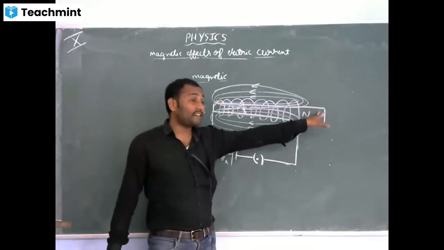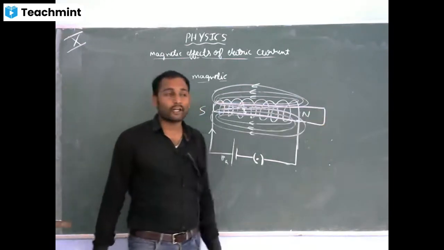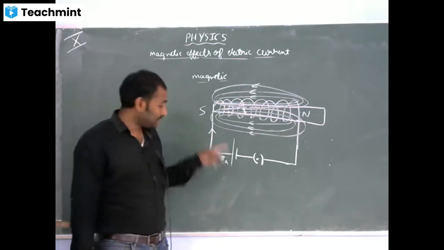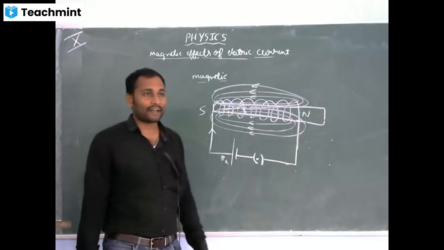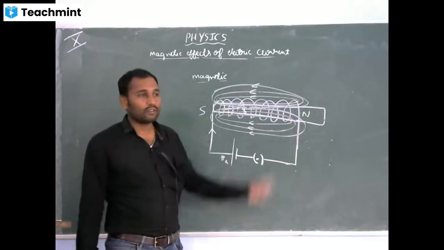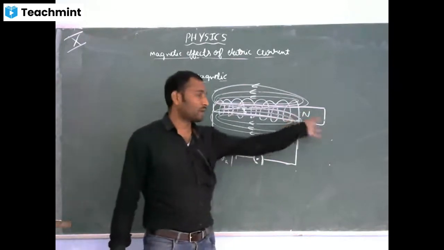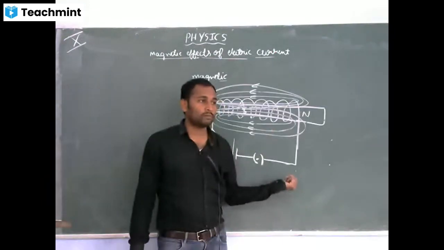Clear? So this kind of magnet we call an electromagnet. By using electricity, we are getting a magnet. So it is named an electromagnet. Is it clear? So this is about the solenoid as well as the electromagnet. Any questions till now?